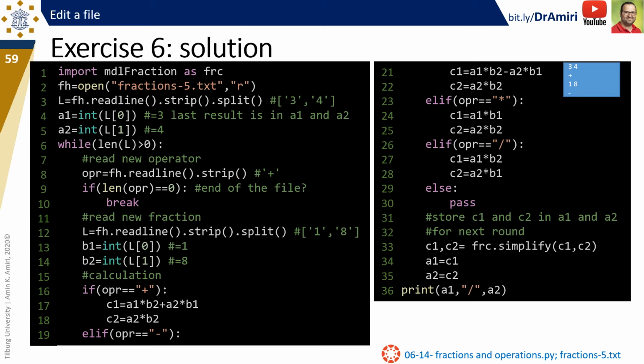So now I have A1 and A2, I have B1 and B2, so I can do the calculation. If OPR is equal to plus, then I will do the calculation for the addition of the two fractions. You see them in lines 16 to 18. If it's minus, I do the calculation for the subtraction. If it's multiplication, I will do the calculation in lines 23 to 25. If it's division, I'll do the calculation in lines 26 to 28. If it's something other than this, I wrote down pass in line 30.